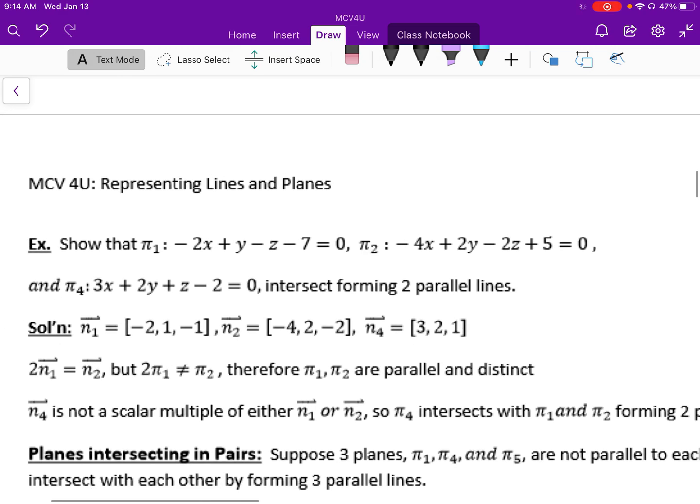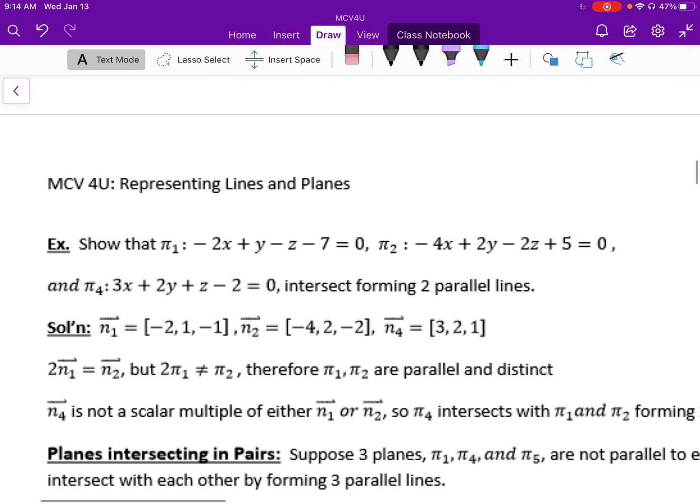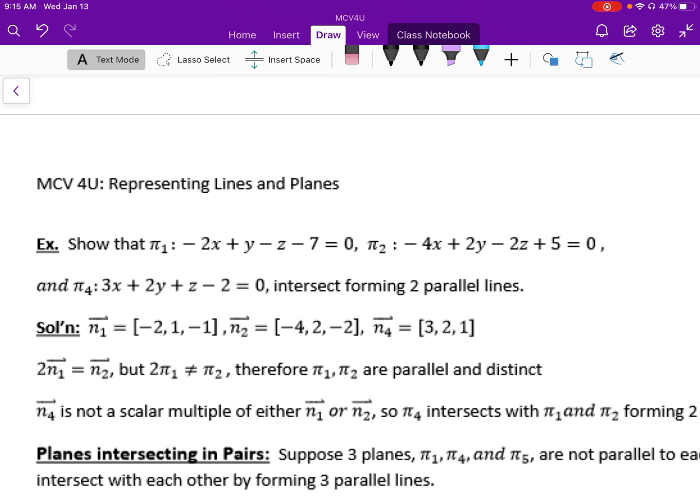All right. Here's the example. We've got pi 1, pi 2, and a pi 4. So I switched one up, because we already know pi 1 and pi 2 are parallel to each other. This should be the same from above. Pi 4, the normal vector is not a scalar multiple of the other two, so they will form these parallel lines. Now, again, the question could be in the textbook, find the equation of these lines.